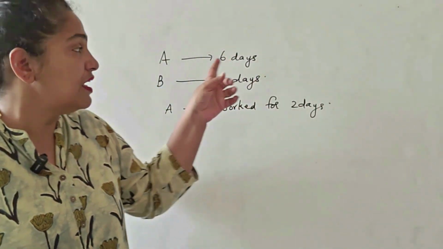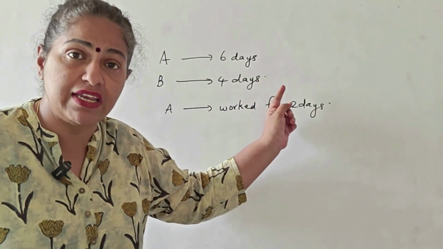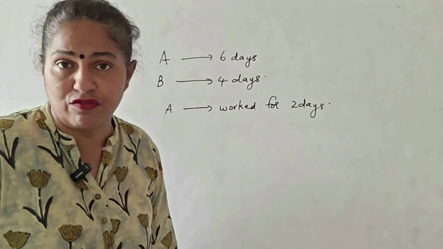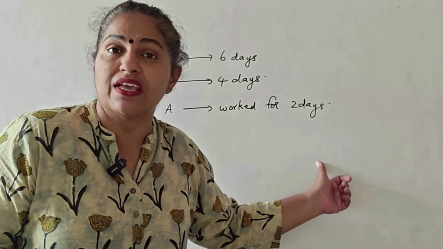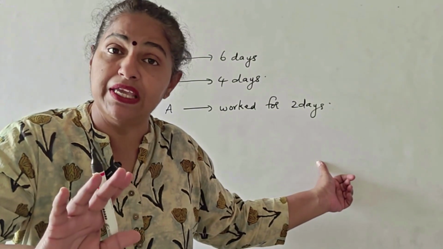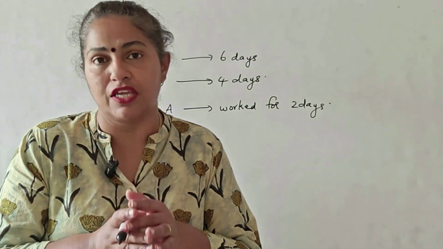In this case, there are two people A and B whose output is given. A can complete the work in 6 days and B can complete the work in 4 days. A started working and worked for 2 days and then was joined by B. Now we need to find the total time that is taken to complete the entire work.